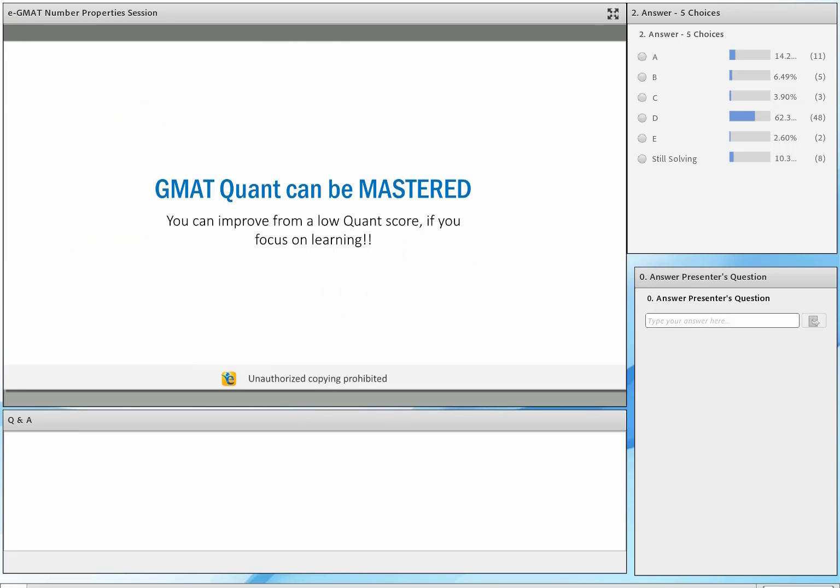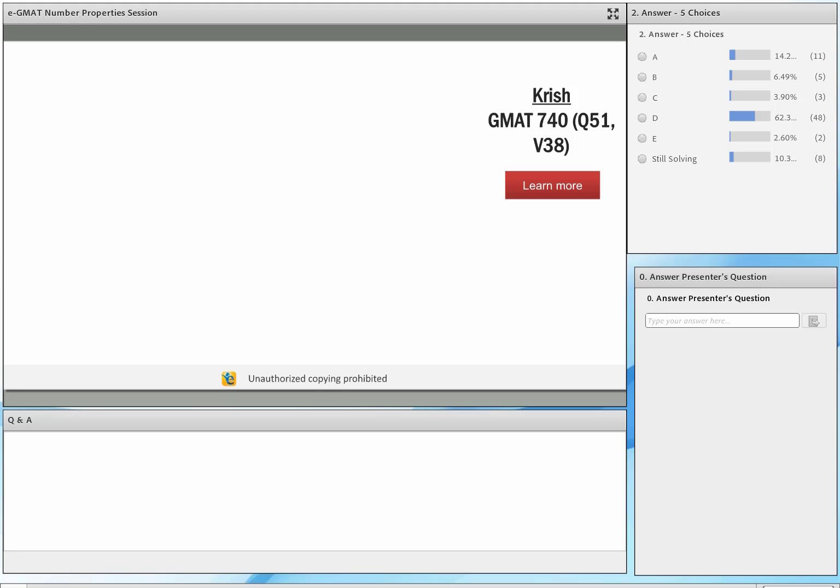Now I'm going to share the PDF with you, so you will have the chance to go through this solution in detail once again. But the thing that I want you to understand is that GMAT Quant can be mastered very easily. Okay, and I want to share a few success stories with you, so that you understand that it's something which is very doable.